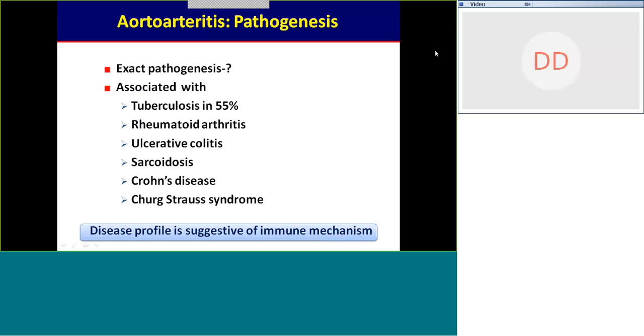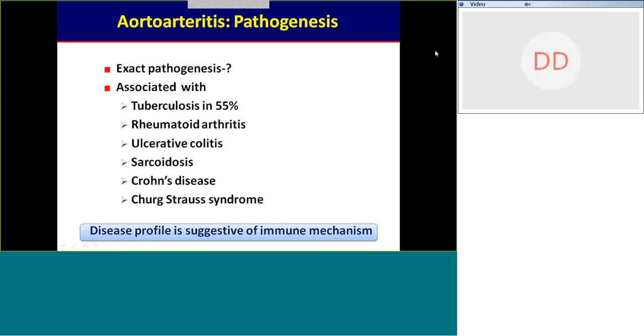Like rheumatic heart disease, we don't know the exact pathogenesis. In the past, we used to think that tuberculosis is perhaps one of the ways it produces aortoarteritis by an autoimmune kind of mechanism, but over a period of time, tuberculosis prevalence has gone down, and now we see it in about half of our patients.